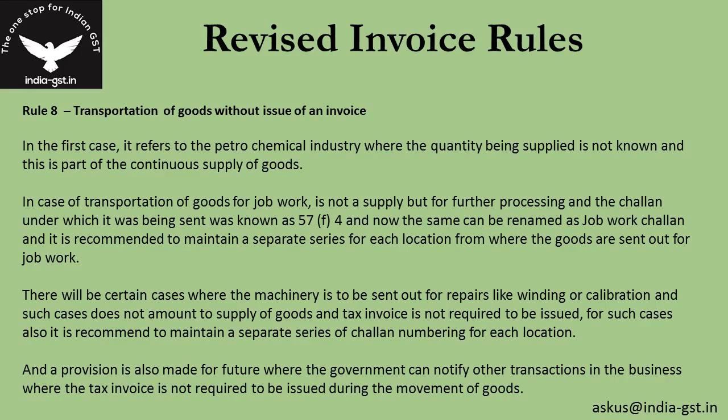There will be certain cases where the machinery is to be sent out for repairs like winding or calibration, and such cases do not amount to supply of goods, and a tax invoice is not required to be issued. For such cases also it is recommended to maintain a separate series of challan numbering for each location. A provision is also made for the future where the government can notify other transactions in the business where the tax invoice is not required to be issued during the movement of goods.